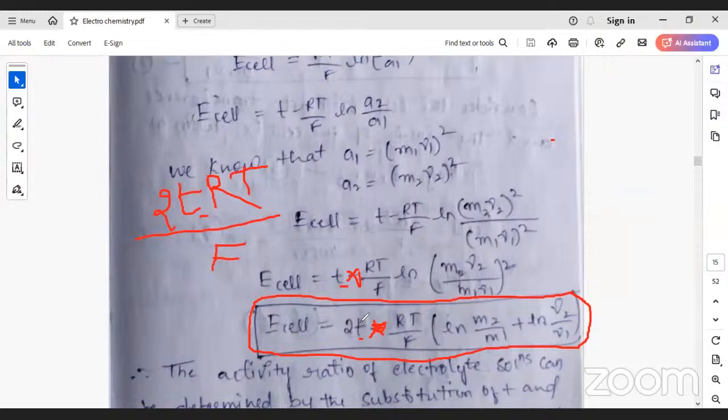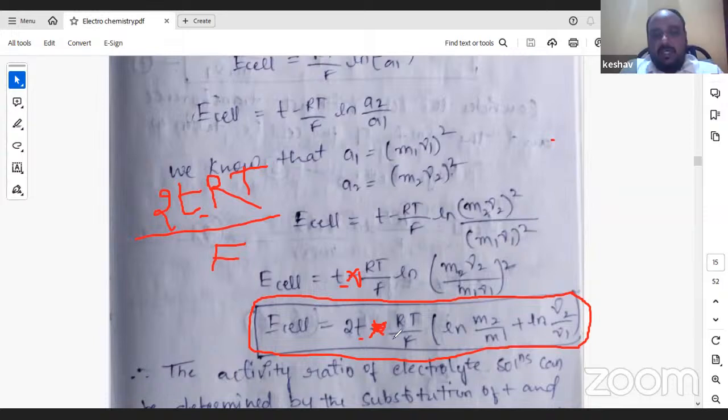So 2T minus into RT by F ln M2 by M1 plus ln of gamma 2 by gamma 1. So this transport number appears in only this one equation, that is the concentration cells with transference. In the other three equations, we don't get transport numbers because a direct transfer of ion will be there. How many ions are transferred? That number is considered as its transport number, right?